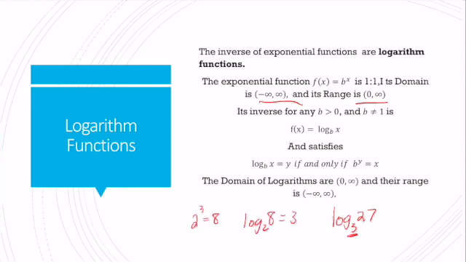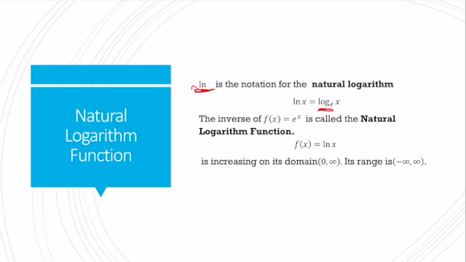So logarithms undo exponential functions. They're inverses. ln is the notation for the natural logarithm. That just means log base e of x. Okay? This is the inverse of the e to the x function. It's going to be natural log of x.